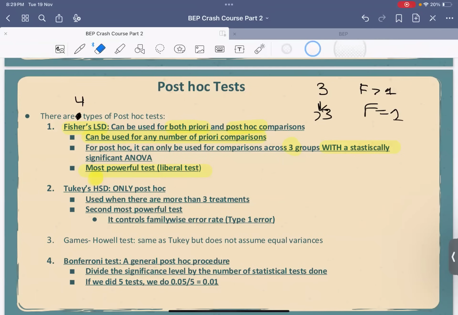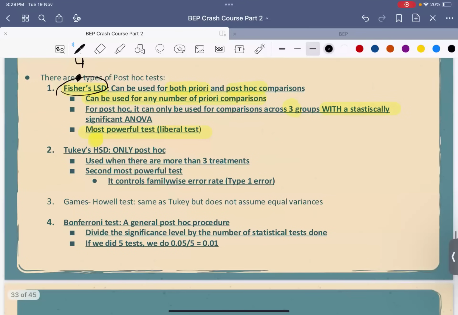Not priori. This does not apply for priori. Obviously, in priori, we don't even know if the data is statistically significant or not, and we can use it for more than that. Another point, if they say, which of the following tests can we use priori, you pick Fisher LSD right away. Why? Because when you see the rest, they can only be used post hoc.